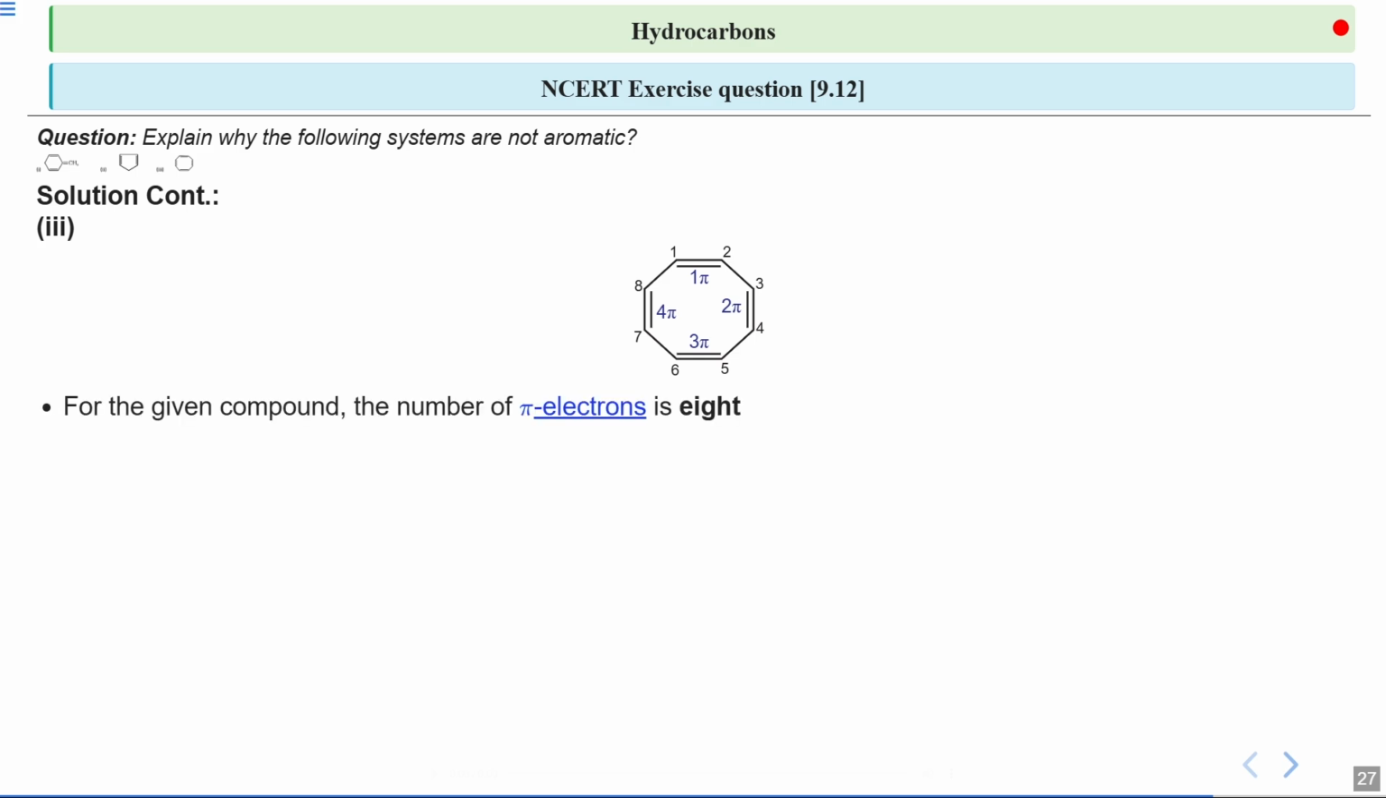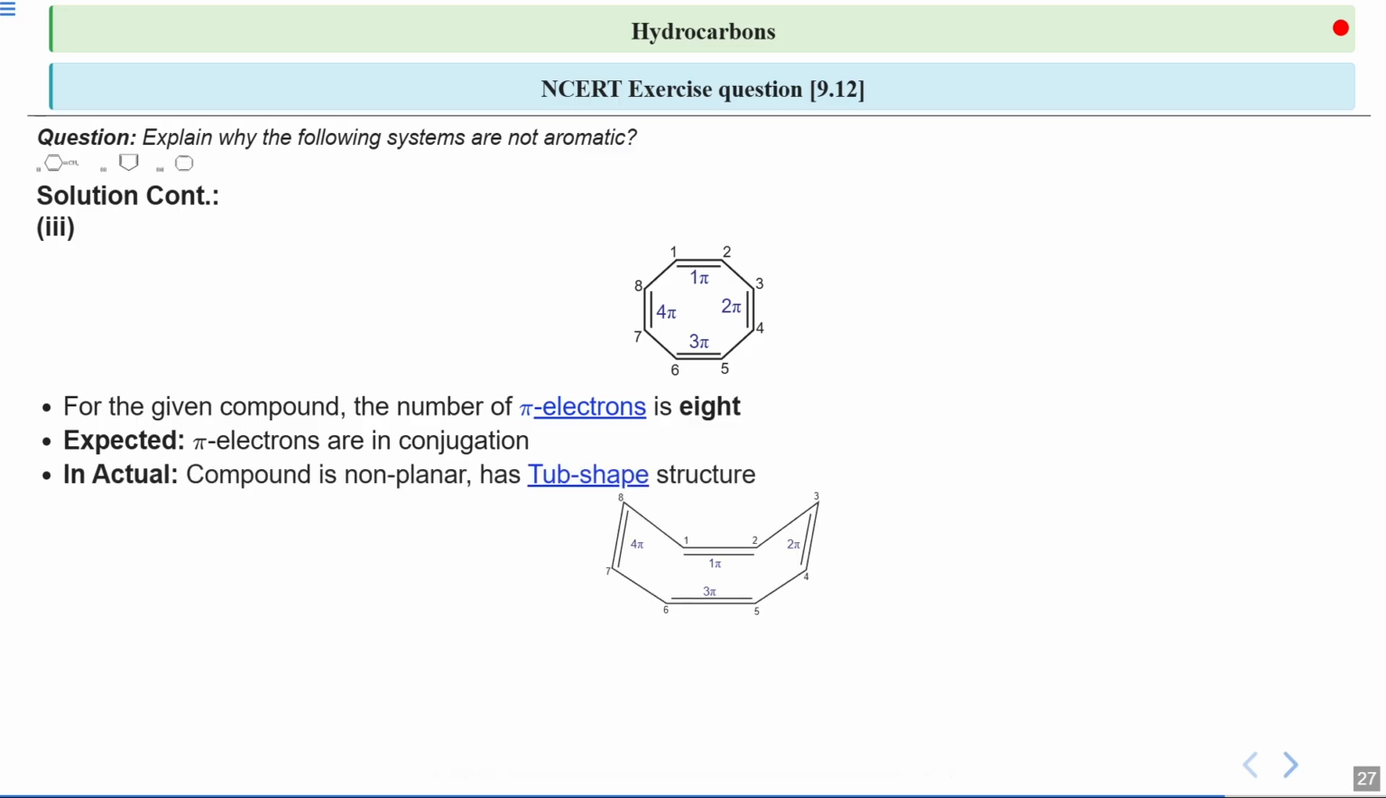For the given compound, the number of pi electrons is 8. Now, the pi electrons are expected to be in conjugation, right? So this is true. If you look at the structure, conjugation is possible due to alternate double and single bonds. But in actual, the compound is non-planar in nature. It has a tub-shaped structure, which is given here in the lower part.